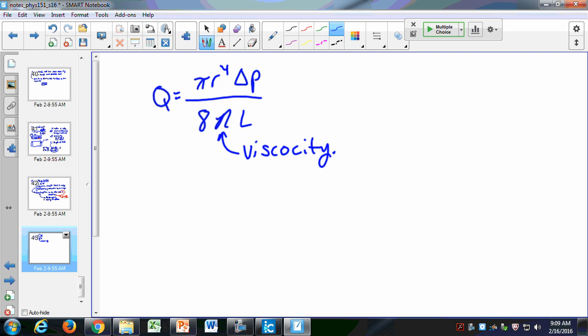So anytime I have a viscous fluid that's flowing, I have to have some difference in pressure. So if I have a viscous fluid, that is a fluid with a viscosity, like blood, for example, which is a fairly viscous fluid.